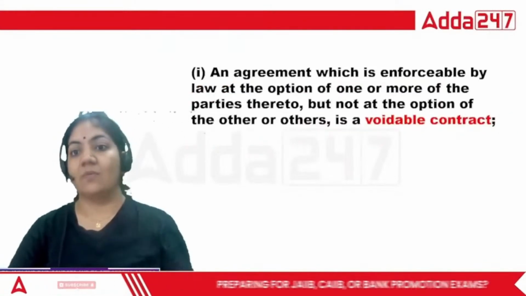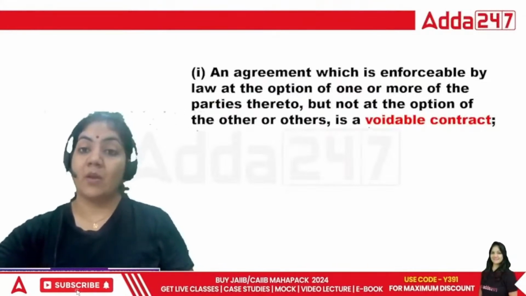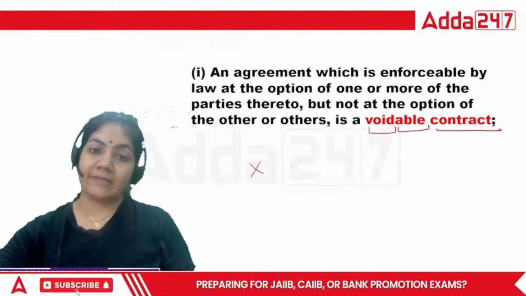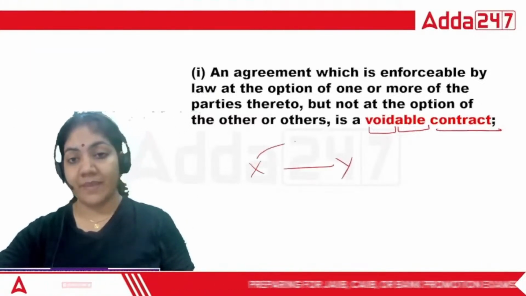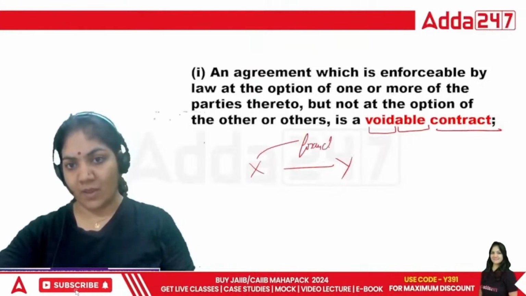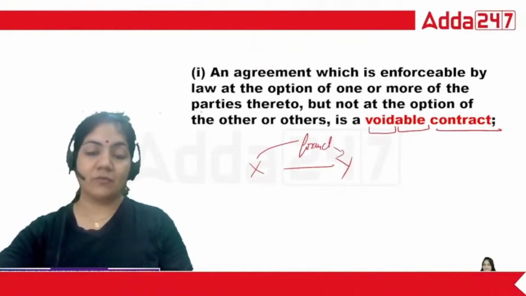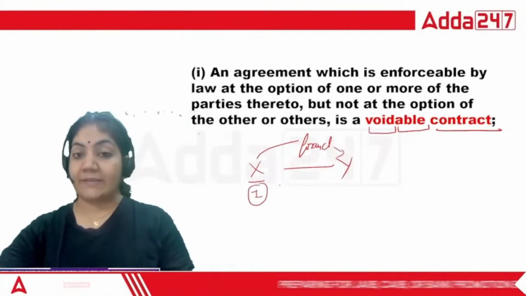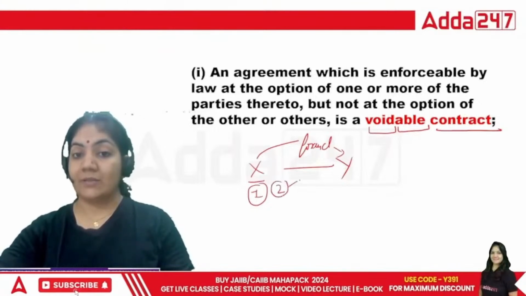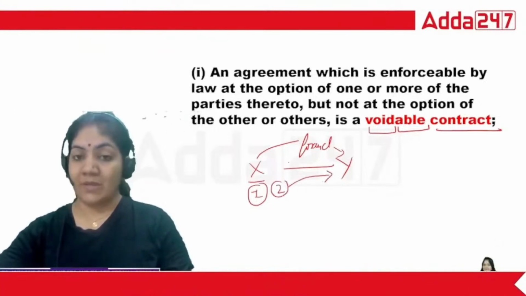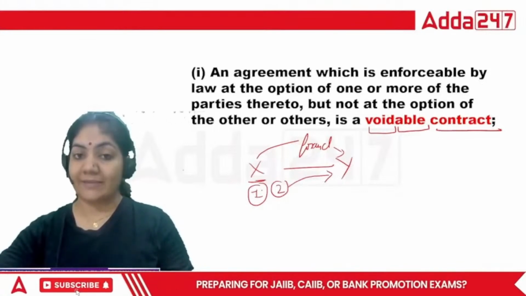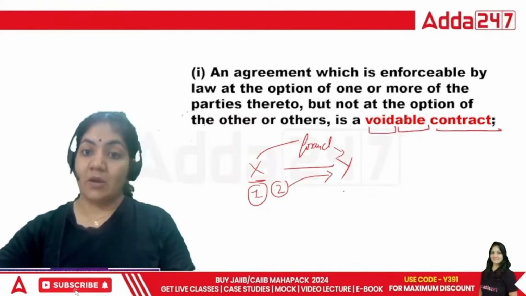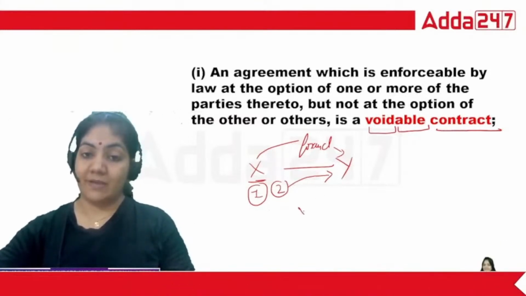Right, guys? Now, what is voidable contract? Voidable contract. Suppose X and Y are there. X is doing fraud with Y. X is saying that I have 2 bungalows, but actually X has only 1 bungalow, and X gives a bungalow that does not belong to X. So in that case, what will happen? X is doing fraud.